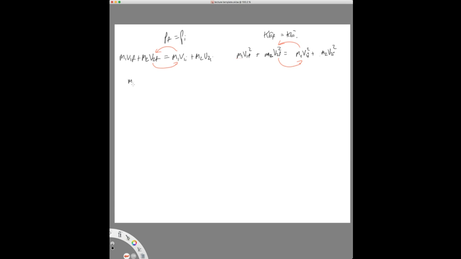We get M1 V1 final minus M1 V1 initial equals M2 V2 initial minus M2 V2 final. And on the other equation, we're going to get M1 V1 final squared minus M1 V1 initial squared equals M2 V2 initial squared minus M2 V2 final squared. It's a little tedious to do this, but the end of it is going to give us a very nice, easy, simple equation. So we can factor out M1 on the left and M2 on the right, and that's the reason why we're moving things around.